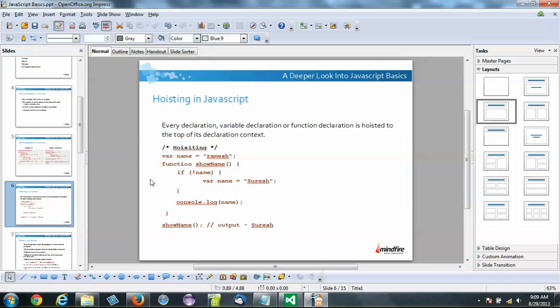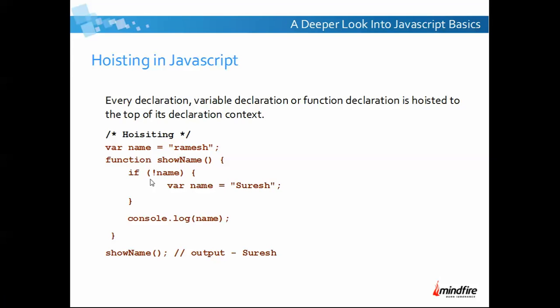So now come to the next topic, hoisting. Hoisting is one of the most important features in JavaScript. Whenever we define any variable or any function, it is hoisted to the top of its declaration context. So we just talked about declaration context, that it has block level scope or function level. So in JavaScript it has function level scope.